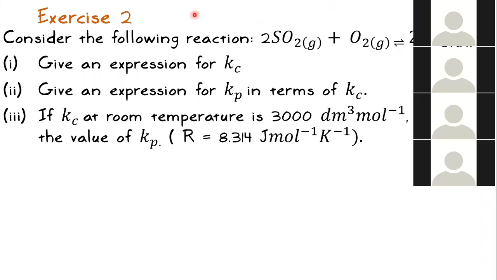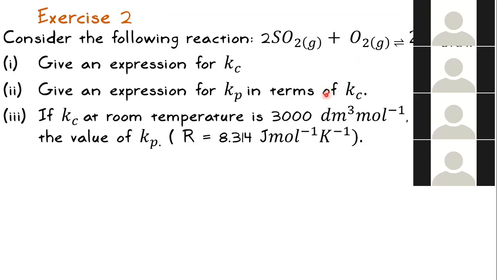Yeah, so this is our exercise. We have this reaction: SO2 gas plus oxygen gas giving us SO3 gas. This is also reversible. We have to give an expression for Kc and then an expression for Kp in terms of Kc. So the first one, we are just looking at how you write the expression for Kc using the concentration or the moles, as we learned in the previous slides.